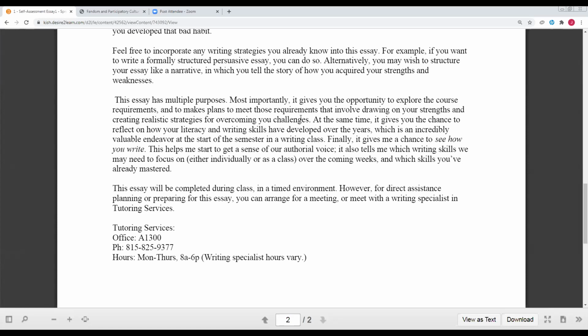It also gives you an opportunity to explore the course requirements and make plans to meet those requirements. That involves drawing on your already positive strengths and creating some realistic strategies to overcome difficulties and challenges. Now, the essay is going to be completed during class time in a somewhat timed environment. But for direct assistance planning and preparing this essay, of course, you can arrange for a Zoom meeting or other meeting with myself, or you can meet with a writing specialist in tutoring services. I am tutoring specifically this semester on Tuesdays and Thursdays from 10 a.m. to 12:30 in the afternoon. So that may be a good chance for us to meet and connect.